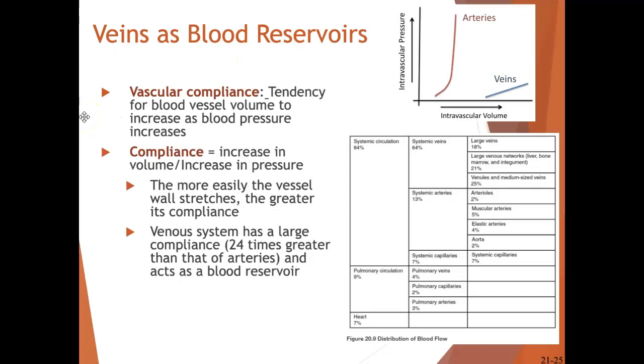Now, our veins are also known as our blood reservoirs, and that's because they have great vascular compliance. Vascular compliance is the tendency for the blood vessel volume to increase as the blood pressure increases.